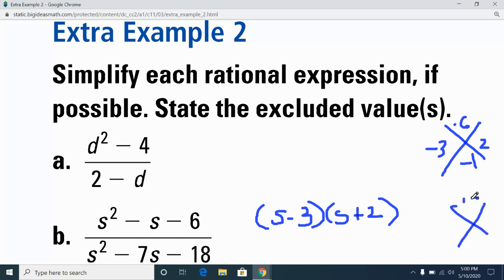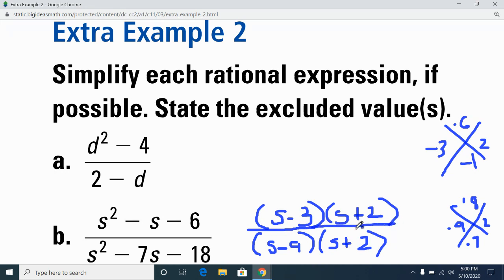Okay, I'm going to factor now the bottom, the denominator. Negative 18, I'm trying to figure out what multiplies to negative 18 and adds to negative 7, which would be, this is negative 18, so negative 9 and positive 2. All right, so I'm going to say s minus 9 and s plus 2. Okay, now remember, I just factored. Here's our fraction bar. I just factored. I have to find excluded values now.